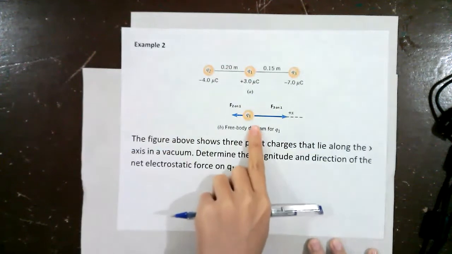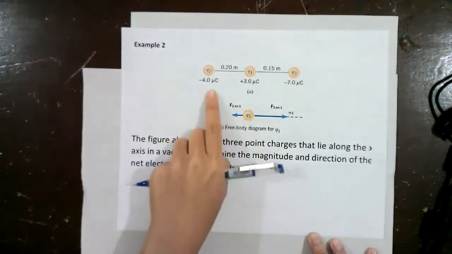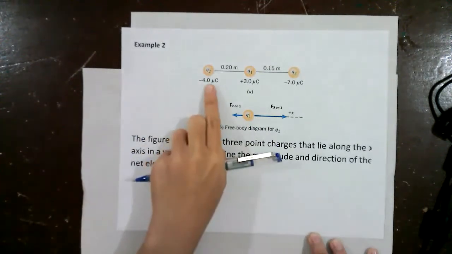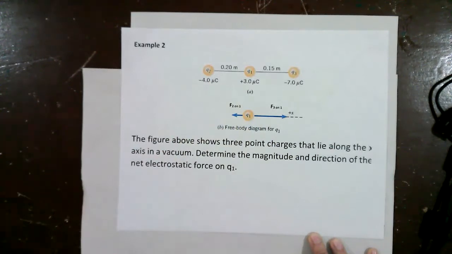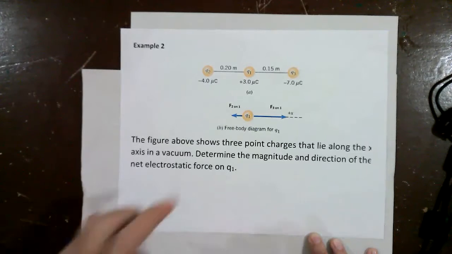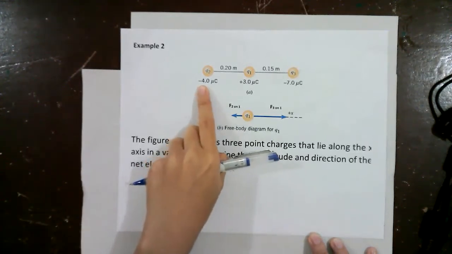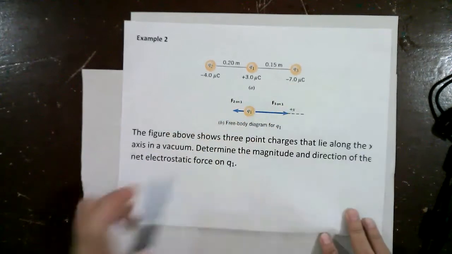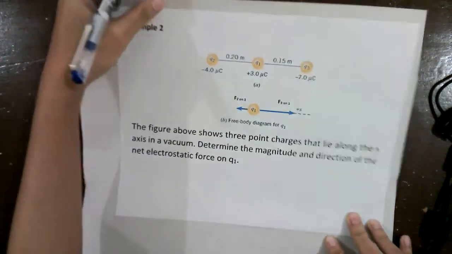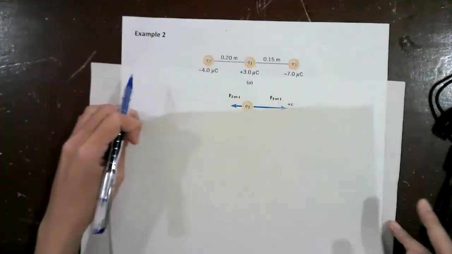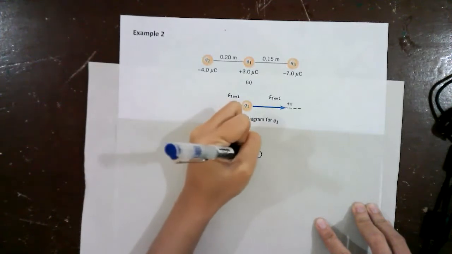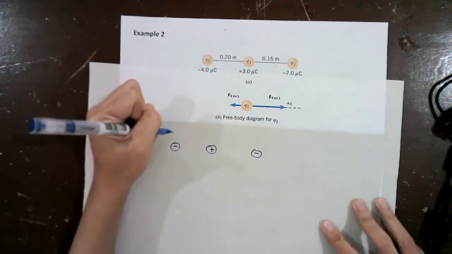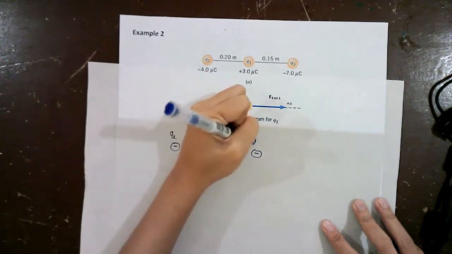So I have here another free body diagram. So here you can observe the force exerted by Q2 on Q1 is going to the negative direction. Now, why or how can we determine the direction? So look at the charges. We have here a negative charge, positive charge, and then the negative charge. If I am going to redraw or illustrate the given, I have here negative charge, I have here the positive charge, and then the negative charge. So this is your Q2, Q1, and Q3.